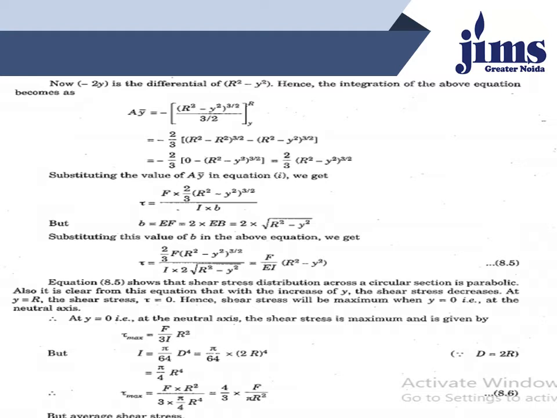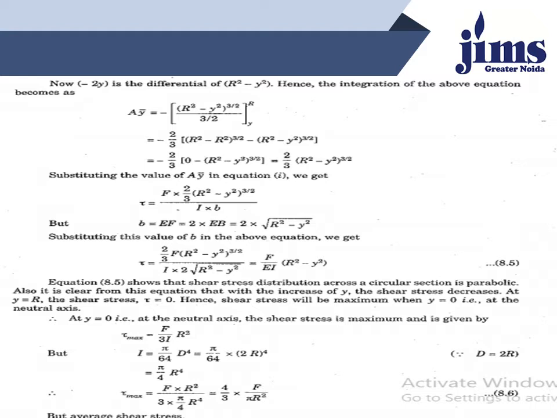So putting all these values of b and ay in equation number 8.4, that is tau is equal to F upon EI multiplied by r square minus y square. Equation 8.5 shows that the shear stress distribution across a cross section is parabolic in nature. Also it is clear from this equation that with the increase of y the shear stress decreases.